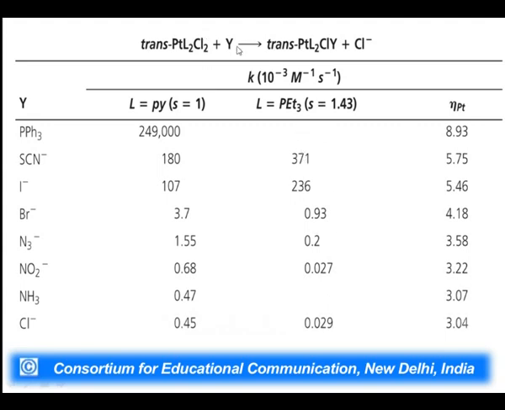So the rate of reaction depends upon the nature of the entering group also, which indicates second order kinetics. So it is evidence for the associative mechanism of square planar complexes. Then second is the role of the leaving group.